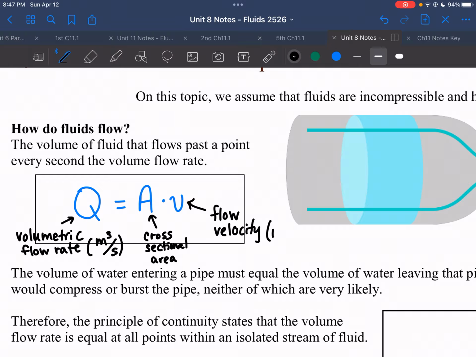Unit-wise, we have meters per second for velocity, and cross-sectional area would be meters squared. Which makes sense if you think of the units, because when you multiply across, we would have meters cubed on the top divided by seconds, which is the same thing we get over here for volume per time, which is the volumetric flow rate.